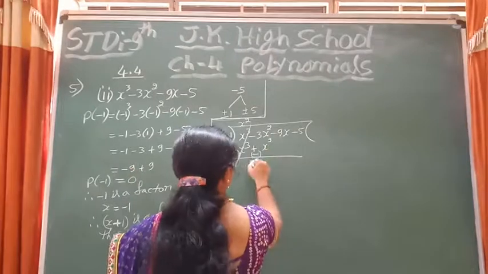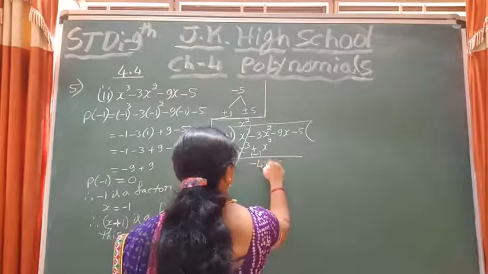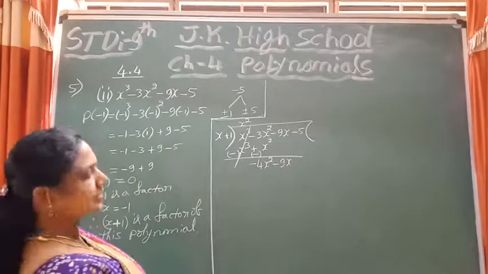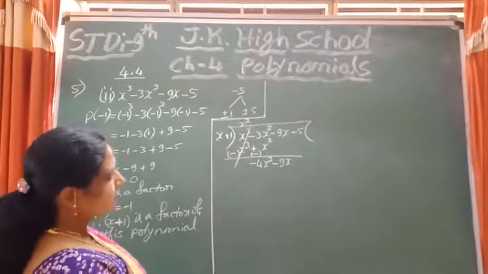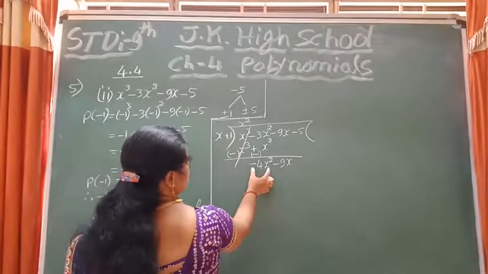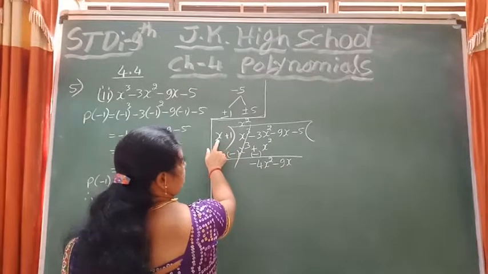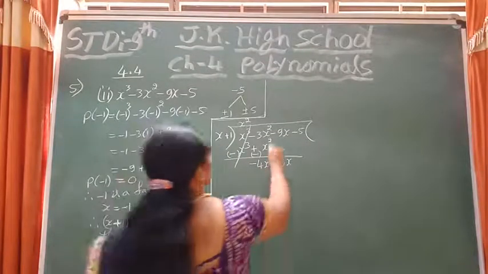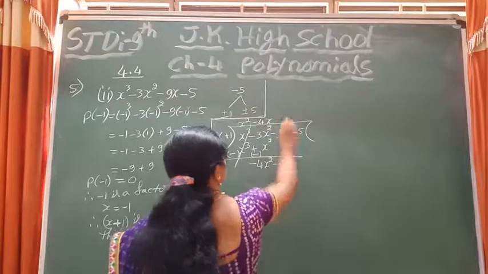Minus 3x square minus 1x square is minus 4x square. One term you take down, that is minus 4x square minus 9x. So now we are dividing this by this. First term of this is minus 4x square, first term of this is plus x. If I divide by 1x, what remains? Minus 4x remains in the quotient.